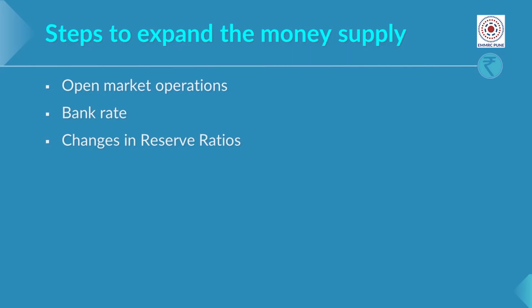Third one, changes in reserve ratios. The central bank may reduce the cash reserve ratio, that is the CRR, to be kept by the commercial banks. In countries like India, this is a more effective and direct way of expanding credit and increasing money supply in the economy by the central bank. With lower reserve requirements, a large amount of funds is released for providing loans to businessmen and investors. As a result, credit expands and investment increases in the economy, which has an expansionary effect on output and employment.